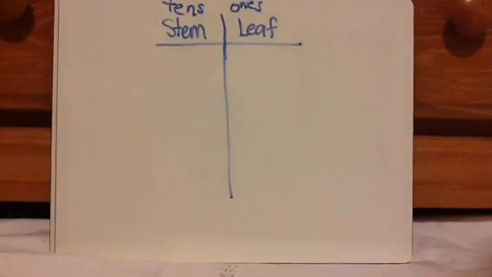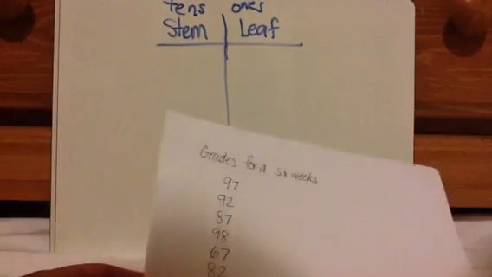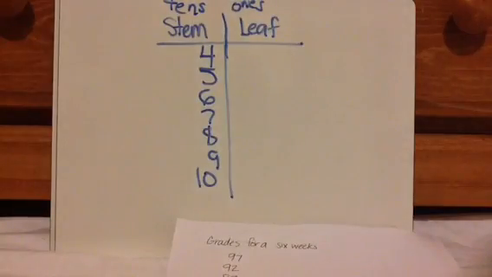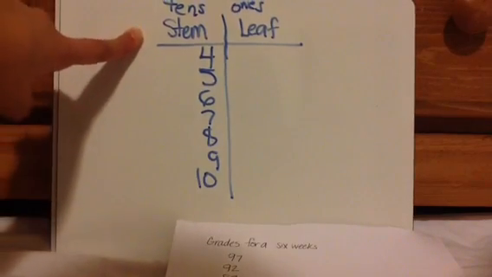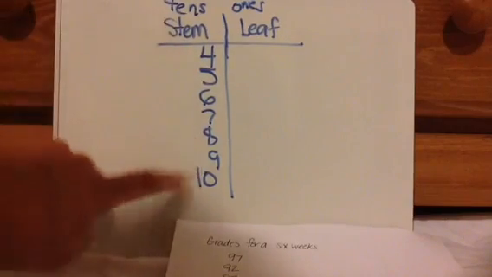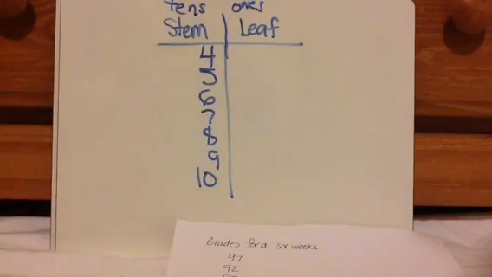And so what you do is you split your number. So let's look at the first grade, 97. First, you've got to look at your lowest grade, which is 45, and your highest grade, which is 100. So my 40s will go here, 50s, 60s, 70s, 80s, 90s, 100. Notice I didn't put 40, I just put 4 because this is the tens place. So it's like saying I have 4 tens, 5 tens, 6 tens, 7 tens, 8 tens, 9 tens, 10 tens. Then on the ones place, the leaf side, you put the ones number.